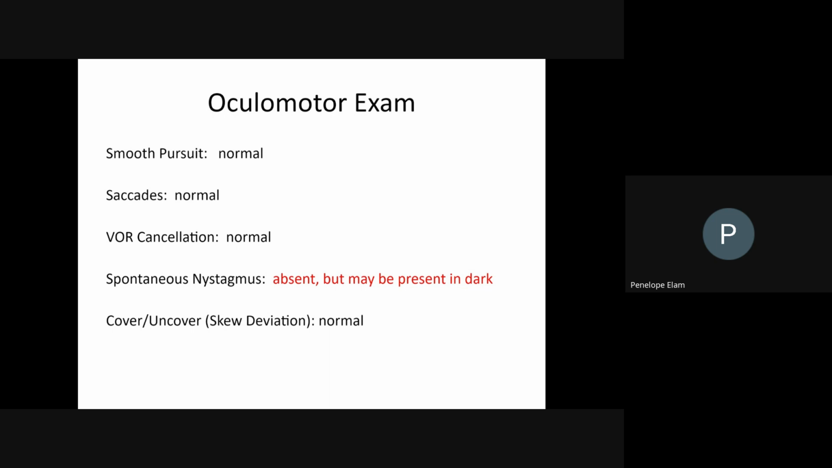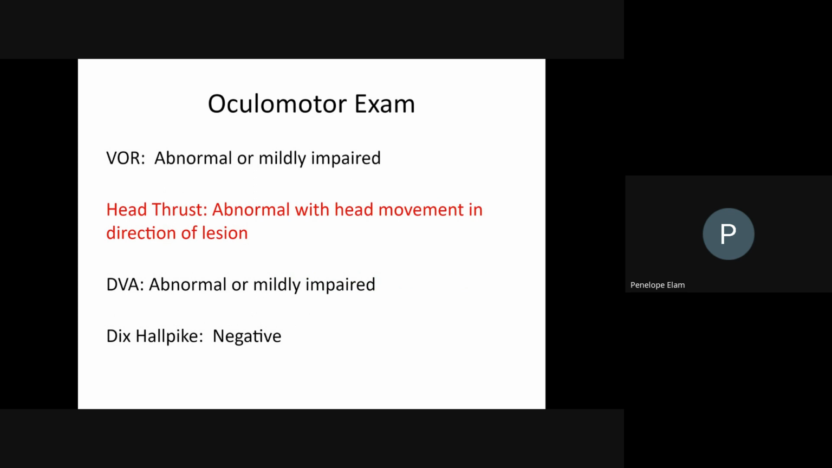However, with somebody who has a chronic deficit, if you actually had the infrared goggles and were able to get rid of the light and do it in the dark, you may still see spontaneous nystagmus. Your cover-uncover test at this point is going to be normal. Your VOR is still going to be abnormal or mildly impaired. The head thrust, though, is still going to be positive in the direction of the lesion.